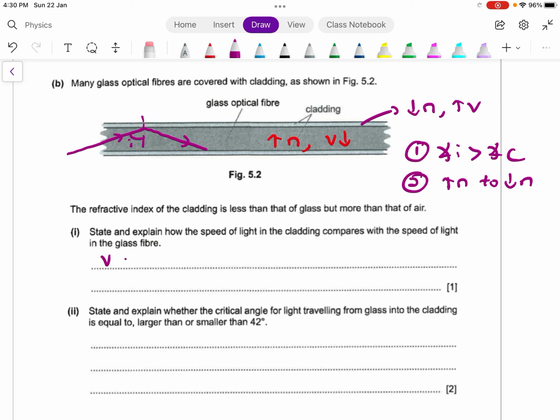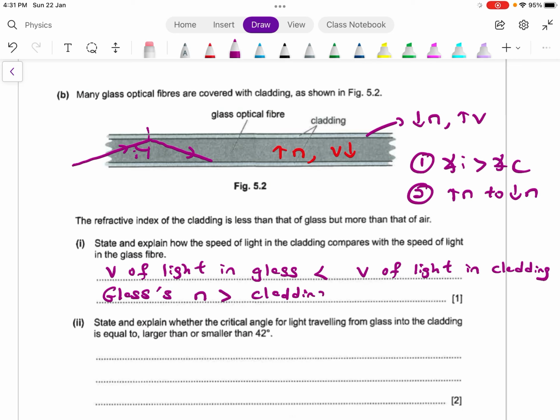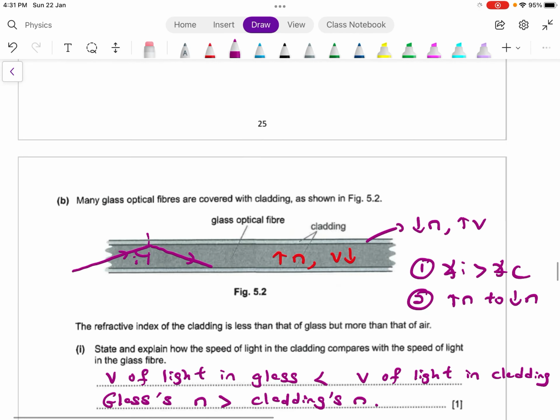So the speed of light in glass is smaller than the speed of light in cladding. Okay, so of course it's 1 mark. So I try to explain, because the refractive index of glass is greater than the refractive index of the cladding. Okay, yeah, so that's the idea.